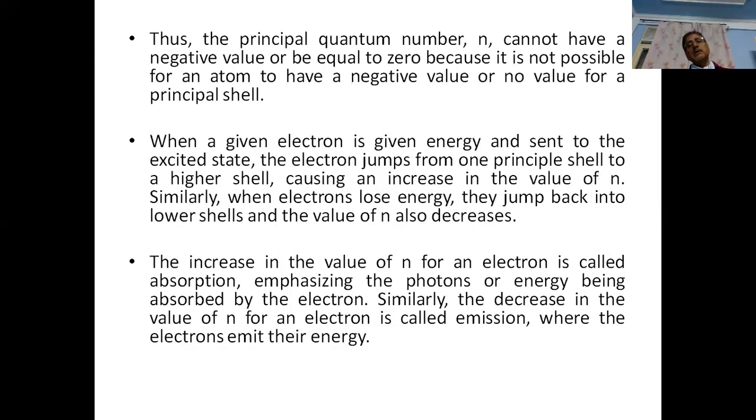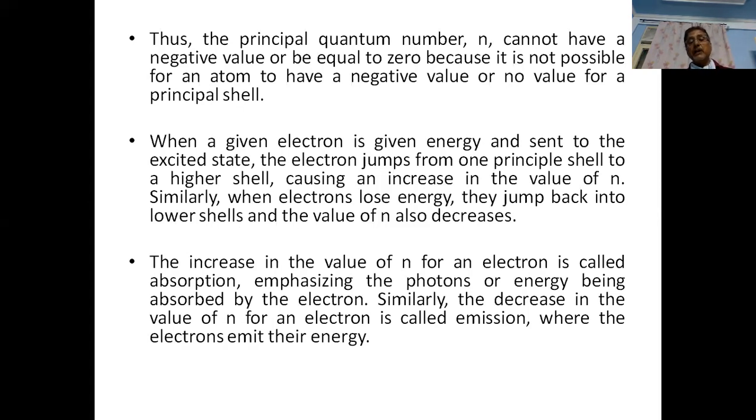In this way, the principal quantum number n cannot have a negative value, and it may not have a zero value. When an electron is given energy and sent to the excited state, the electron jumps from one principal shell to a higher shell, causing an increase in the value of n. Similarly, when electrons lose energy, they jump back into a lower shell and the value of n decreases.